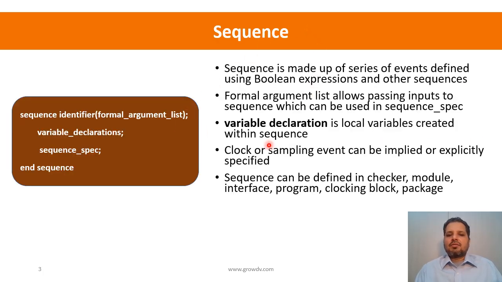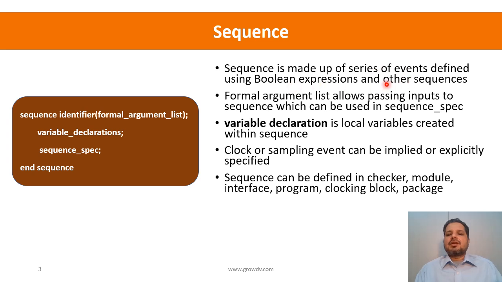Okay, so how does a sequence look? On the left hand side, you say sequence is a keyword, provide an identifier, then in the parentheses you provide a list of arguments, and then you can do a local variable declaration. The local variable declaration we have seen even in the context of tasks and functions, so it's kind of similar. Then you define the sequence spec, which is made up of Boolean expressions and the sequence operators to create an overall timing or temporal expression, and then endsequence is your other keyword.